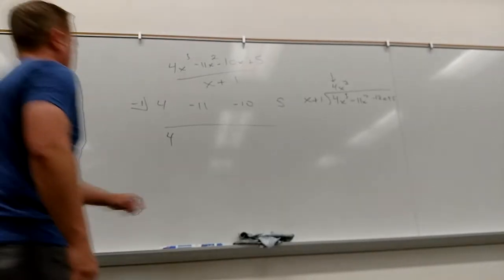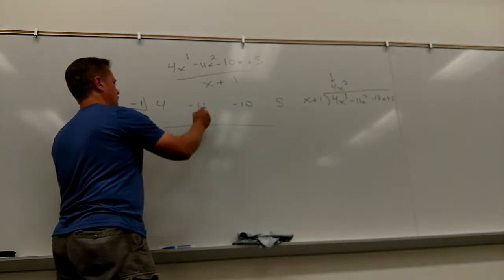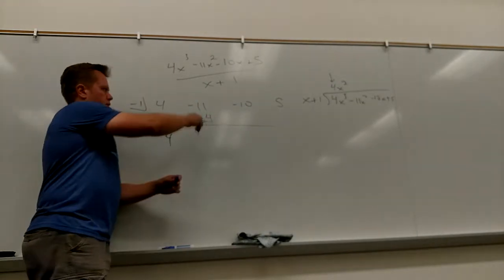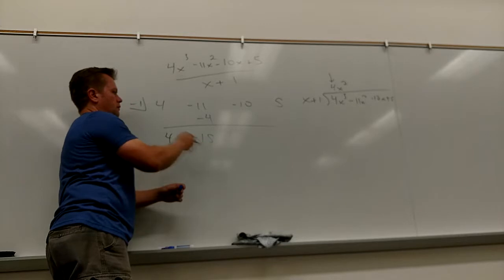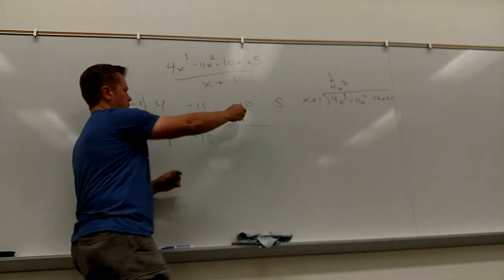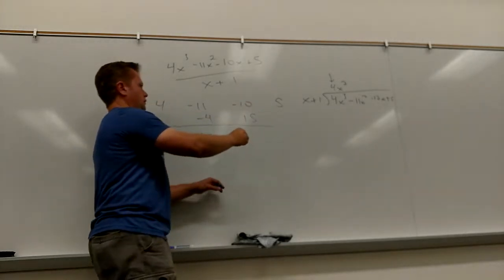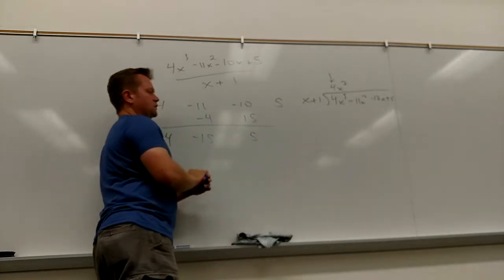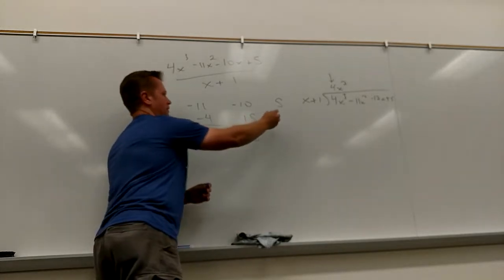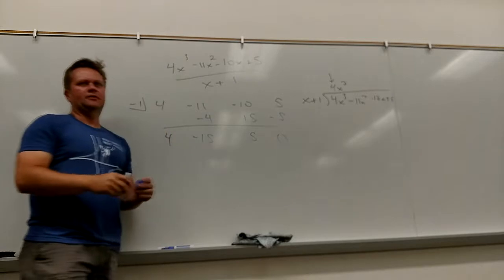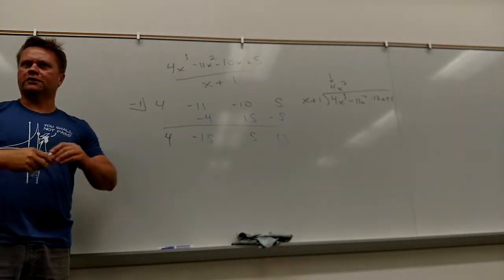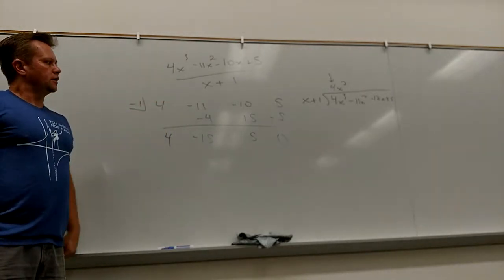So let's see. Negative 1 times 4 is negative 4. Add. Multiply. Add. This is neat. I didn't mean for this to happen, but oh well. Multiply. Add. It's almost unheard of to have something going evenly, just making it up. I can't take credit for that.